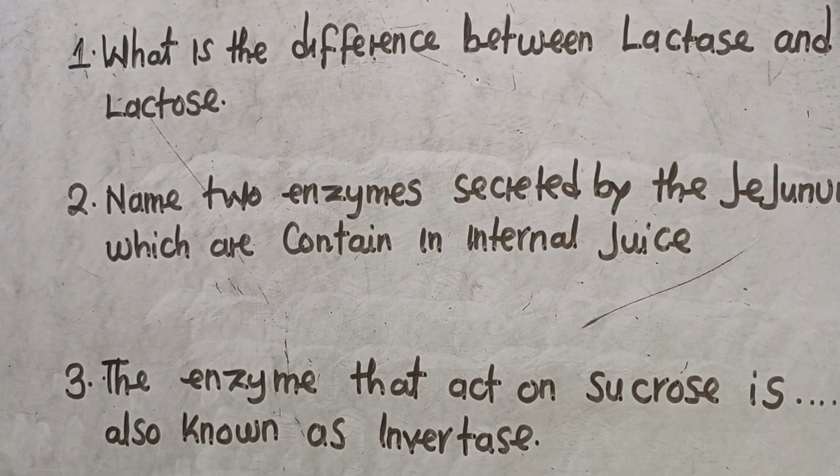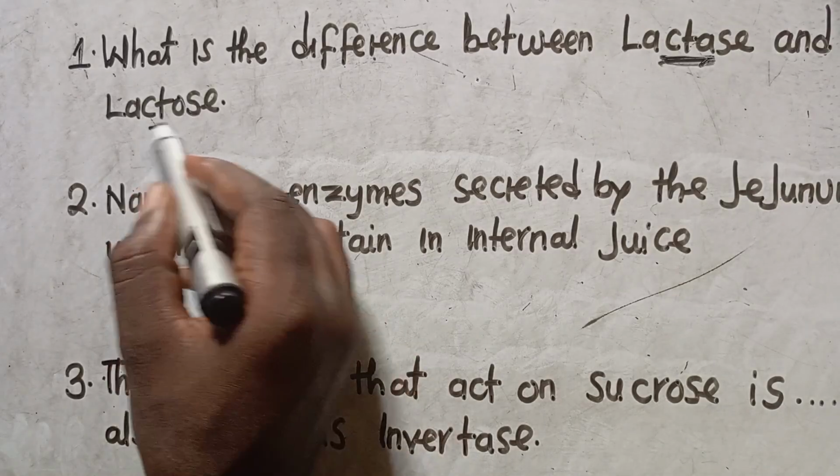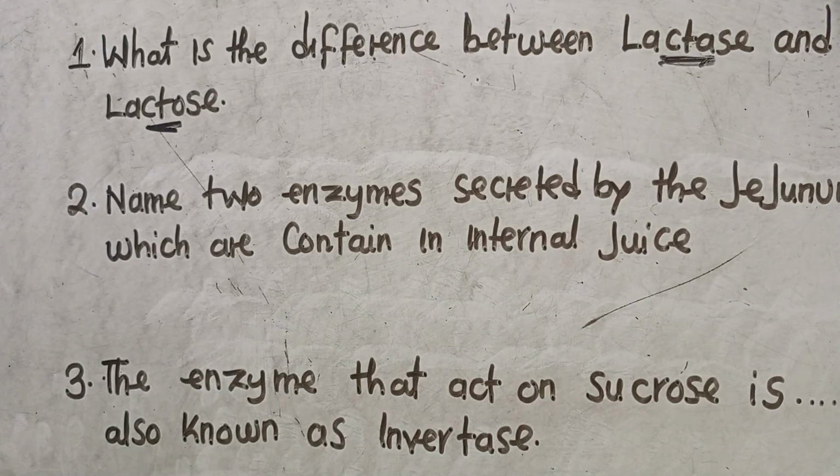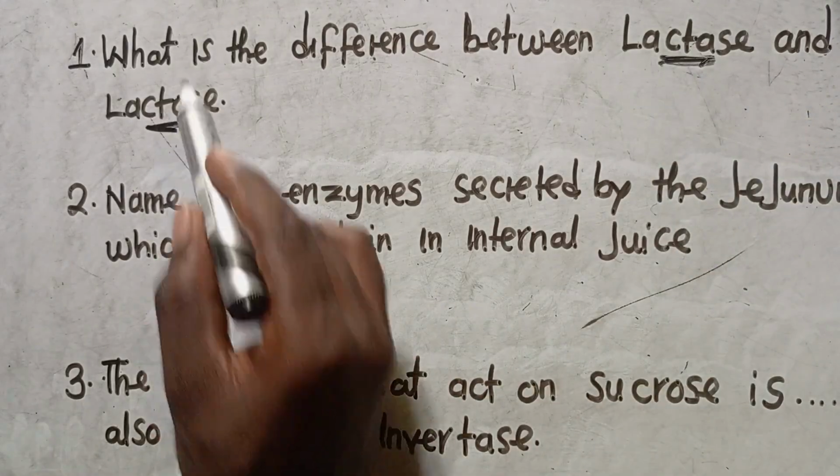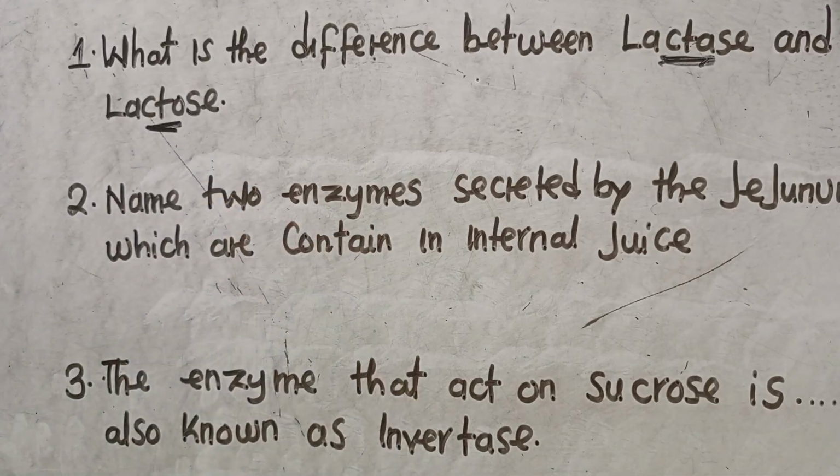By definition, lactase is an enzyme produced in the small intestines. Its function is just to break down lactose, the sugar found in milk. So lactose is just a sugar found in milk. As I'm teaching you, you are going to come up with your own differences, and you need to write them down. I've told you that lactase is an enzyme that acts on lactose, and lactose is a sugar found in milk.